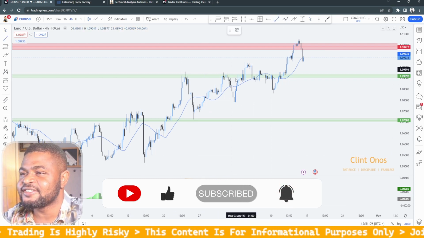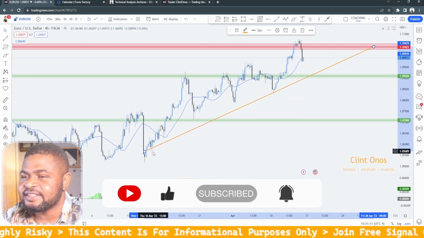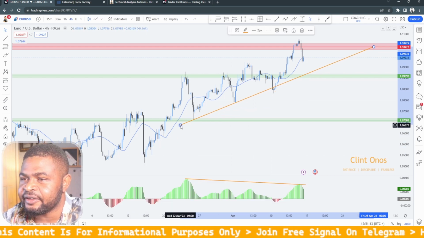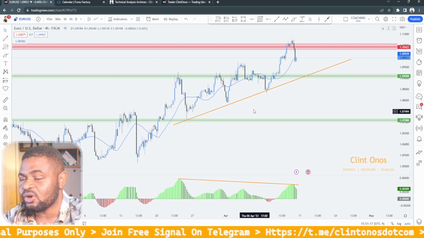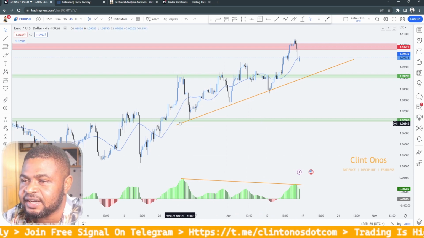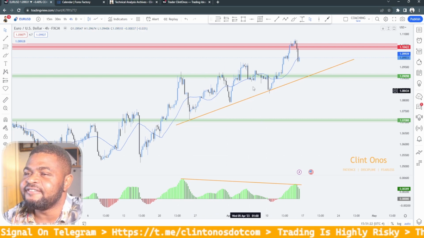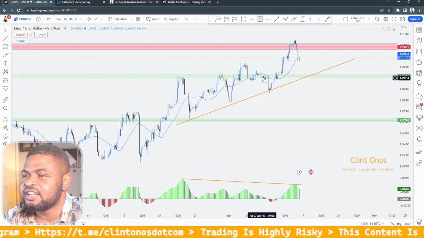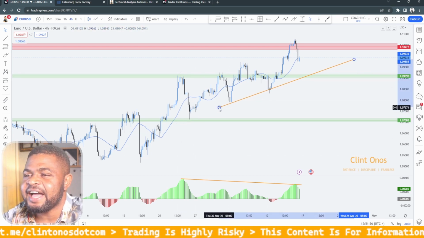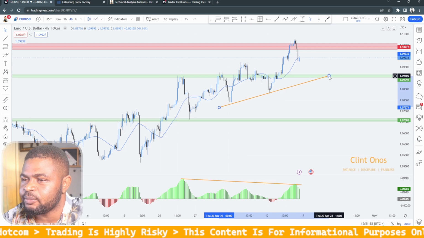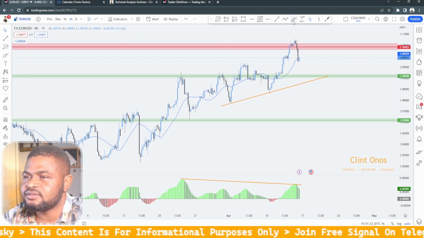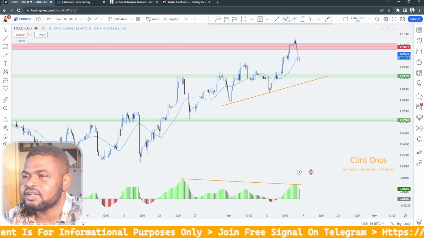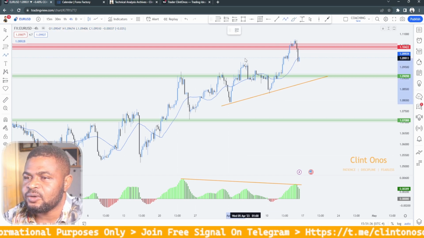But we can clearly see we have a trend line. If you followed my last video, I'm sure the trend line I drew worked out perfectly. That's because I used a very simple logic, and that is using the logic of the last two impulses. Just use the last two impulses, right? Right there, just the impulse.